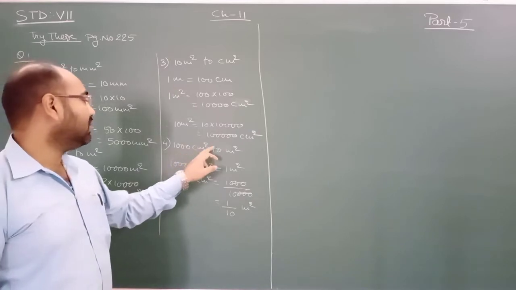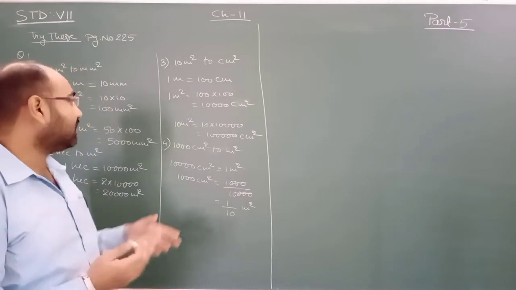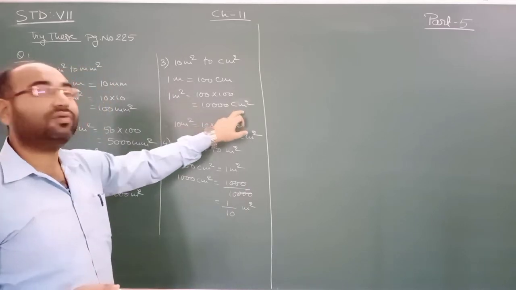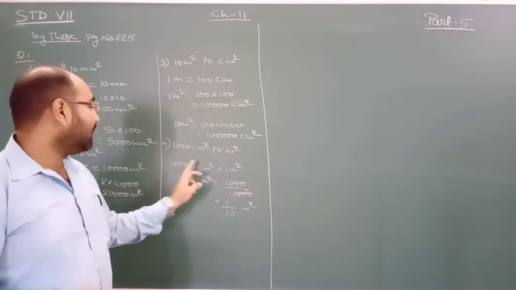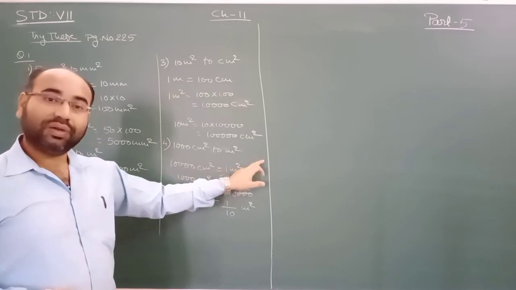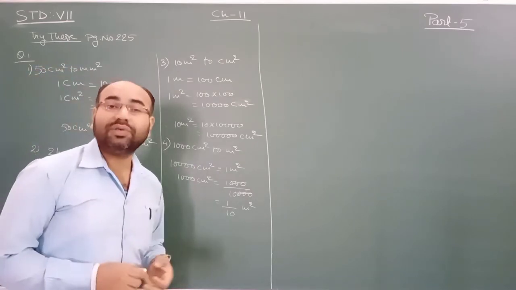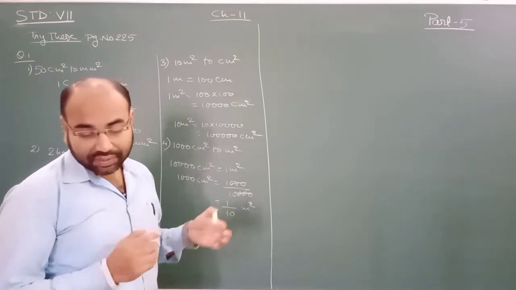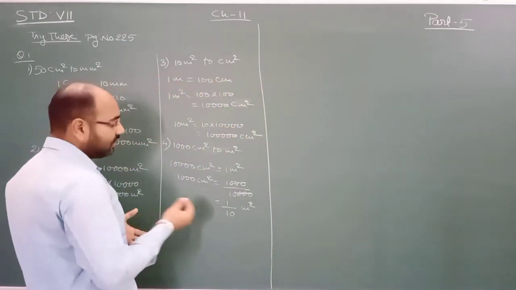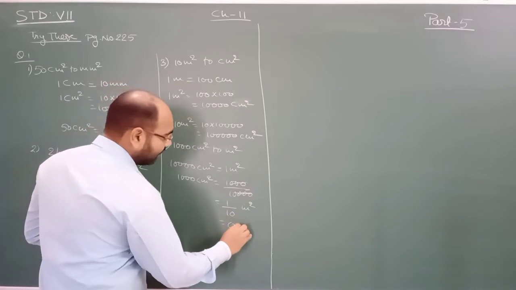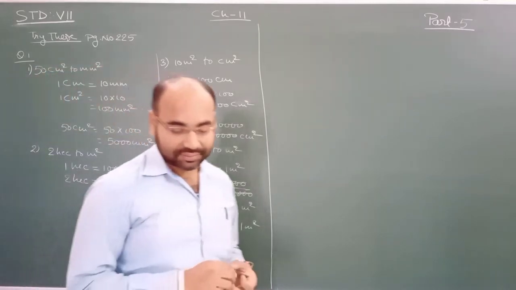So 1000 centimeter square is equal to 1 upon 10 meter square will be the answer. Because here we found out 1 meter square is equal to 10,000 centimeter square. So we can write that 10,000 centimeter square is equal to 1 meter square. So 1000 centimeter square is equal to how much meter square? So the answer will come 1 upon 10 meter square. If you want to convert, it will come as what? Below is 0, so it can be written as 0.1 meter square. Both the answers are correct.